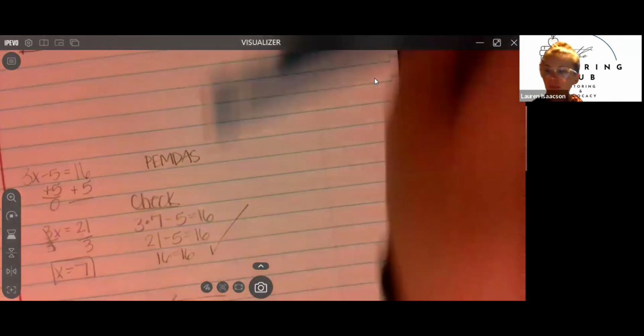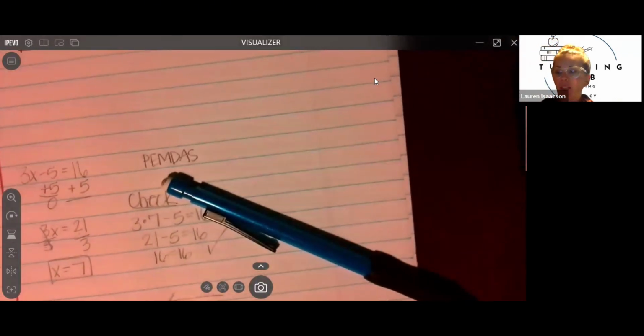If you can solve two-step equations, you are walking into middle school ahead of the game.